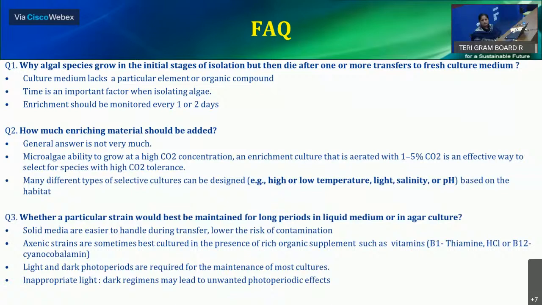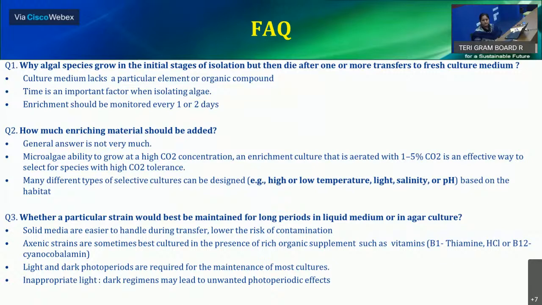Moving towards question 2, which is how much enriching material should be added. The answer is not that much, but there are a few algae which have the ability to grow at high CO2 concentration. For them, the culture enrichment should be 1 to 5%, which is an effective way for the species to grow under high CO2 tolerance. And also there are many different types of selective cultures which can be designed.